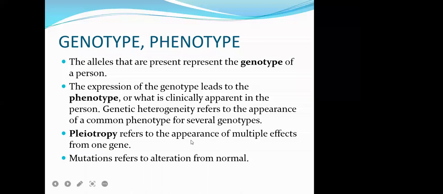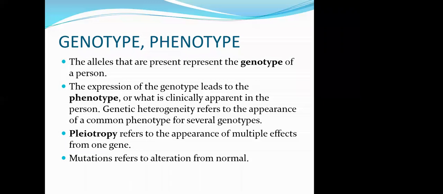Pleiotropy refers to the appearance of multiple effects from one gene. So sometimes you find one gene that has multiple effects. This is referred to as pleiotropy. And what we have just been discussing is referred to as mutations. Mutations refers to alterations from the normal. So that if one gene has some mutation, then the resultant protein may be abnormal, okay?